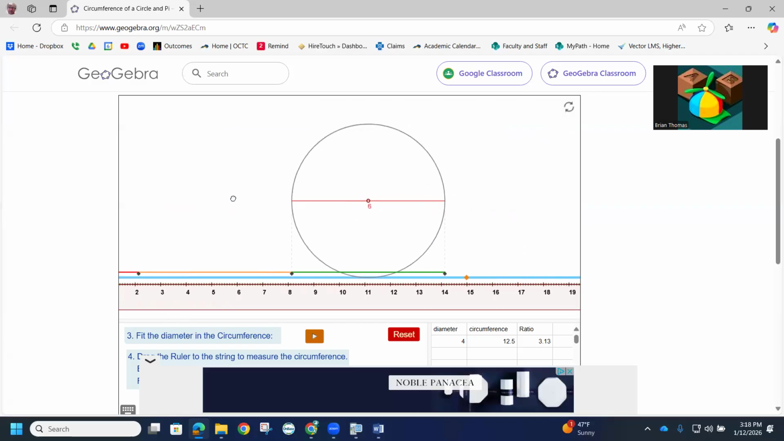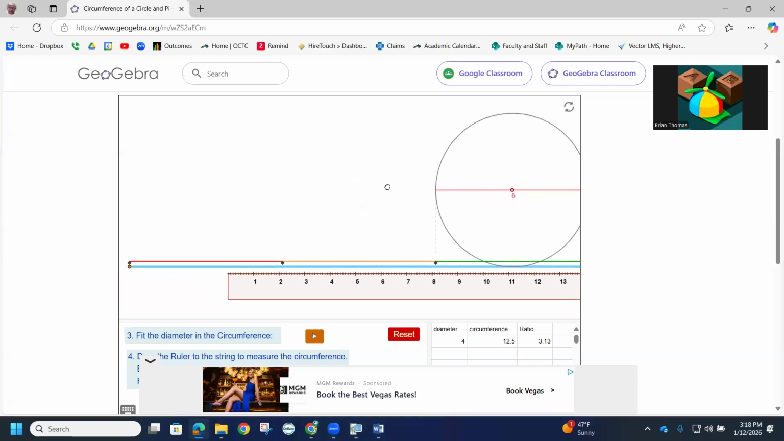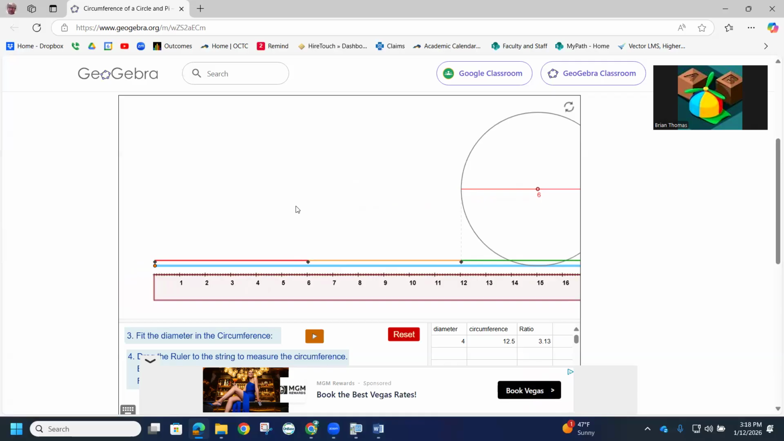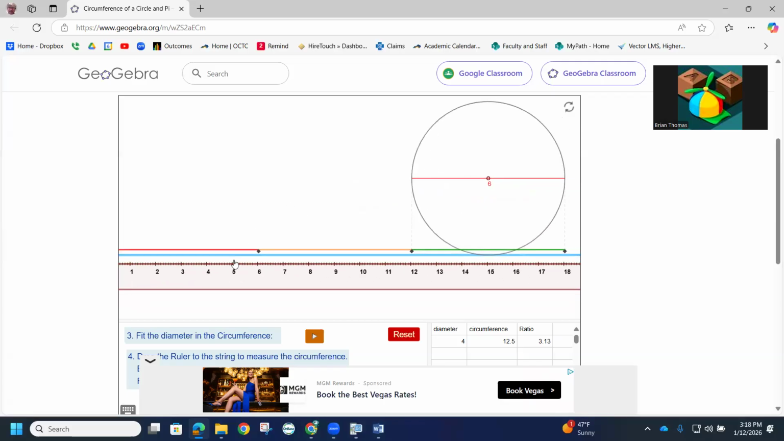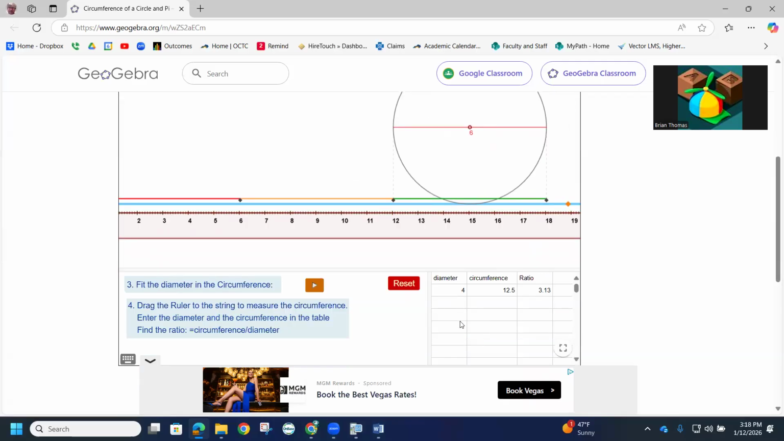Let's see here. That doesn't seem right. Let's see here. Pull out my little thing here. There we go. Now we got it right. I didn't have my tape measure at the end. So notice how one diameter, two diameters, three diameters is around 18, but notice how my diameter is a little bit past that.